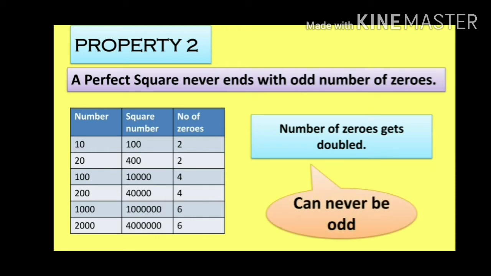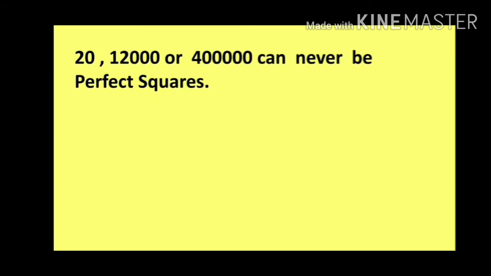So here we can say that it can never be odd. As we are saying it is doubled, that means you are multiplying by 2. And if you multiply by 2, it can never be odd. It should always be even. So if you are taking a perfect square, whatever it may be, it will never end with an odd number of zeros. The number of zeros can never be odd. So numbers like 20 and 12,000 can never be perfect squares as all of them end with an odd number of zeros.